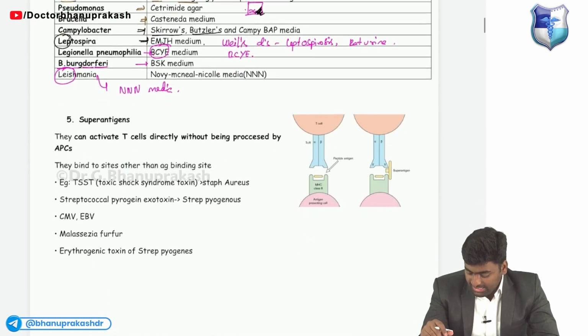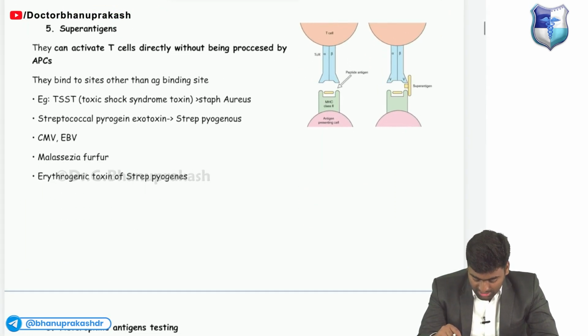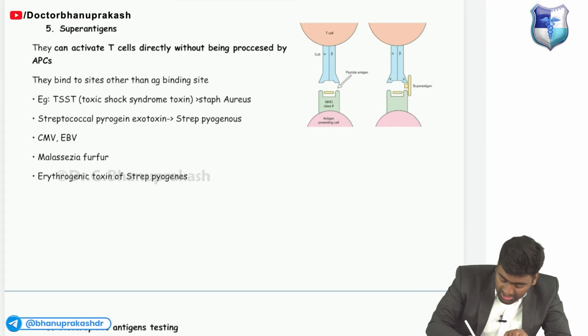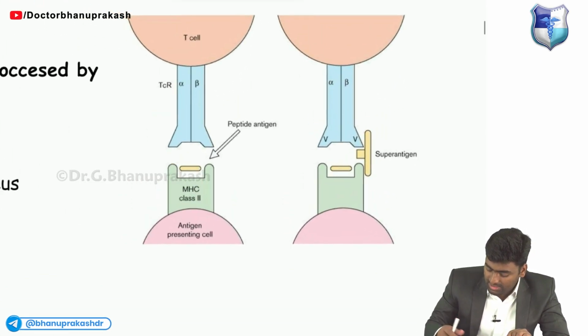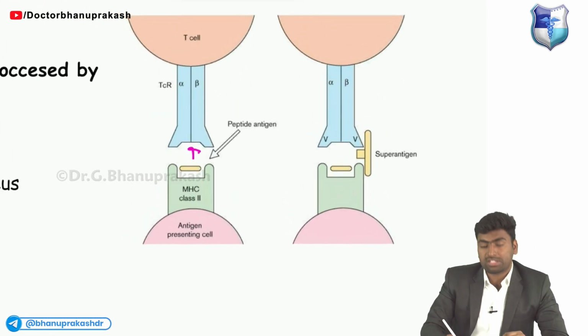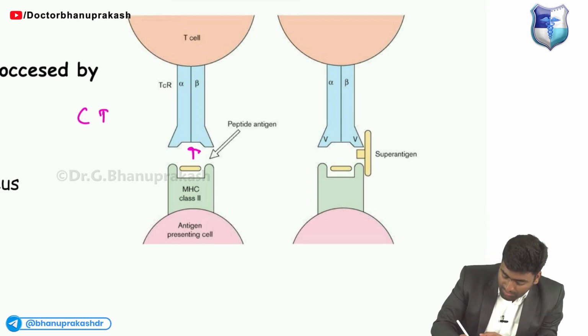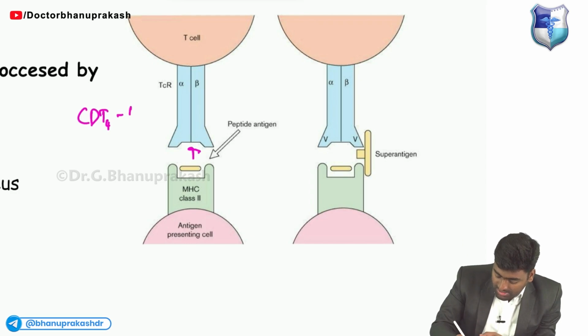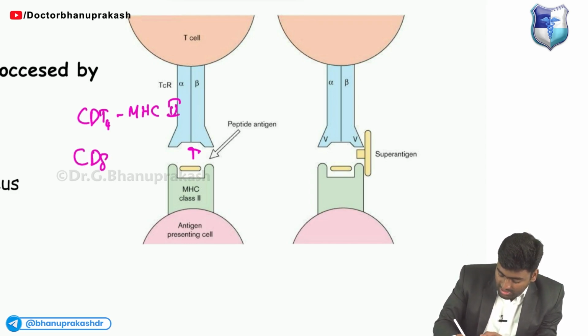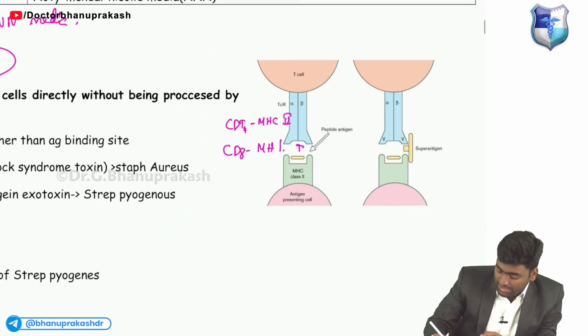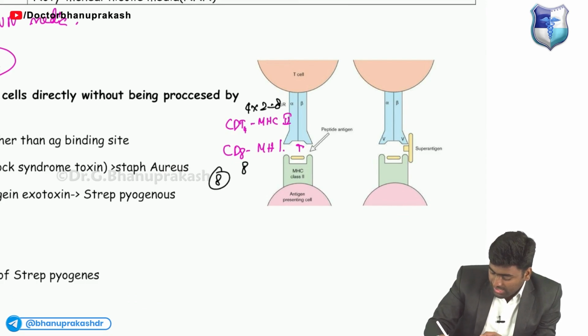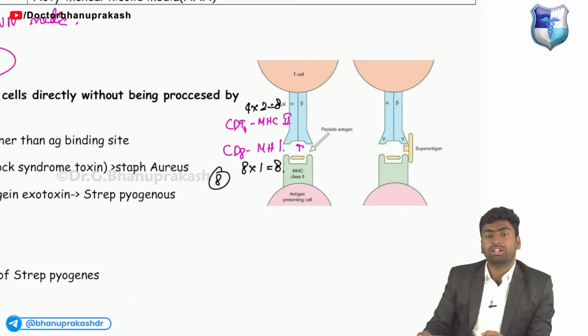Remember. Next, about a few antigens and a few tests. The first one is known as superantigens. Usually, the T cell gets information from MHC2. If it is a CD4 type of T cell, it gets it from MHC2. If it is CD8, it gets it from MHC1. So we know this mnemonic: in the end, it should be 8. 4 into 2 is 8, and 8 into 1 is 8.